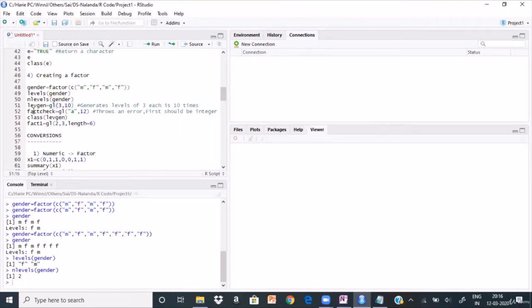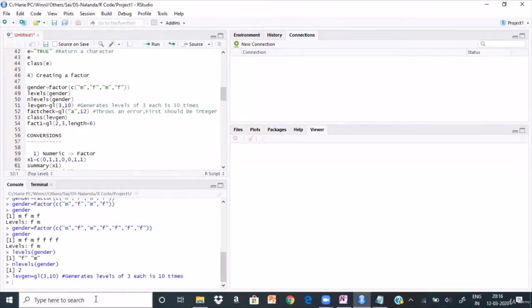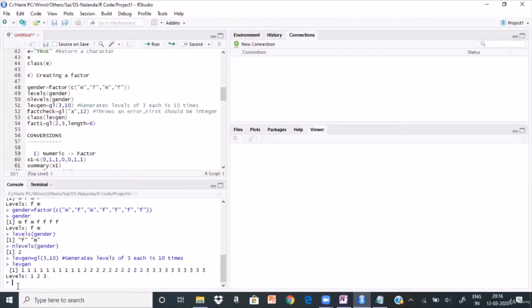I have defined a variable called level gen, which means level generation, and I'm running the command gl with 3 comma 10 within the parenthesis. It means I'm looking at 3 levels, but each level I want repeated 10 times. So level 1 is generated 10 times, 2 is generated 10 times, and 3 is generated 10 times. The system takes this information by default.